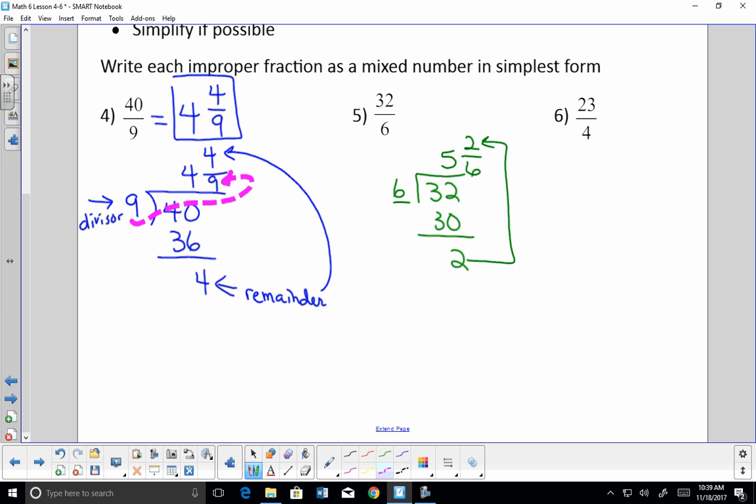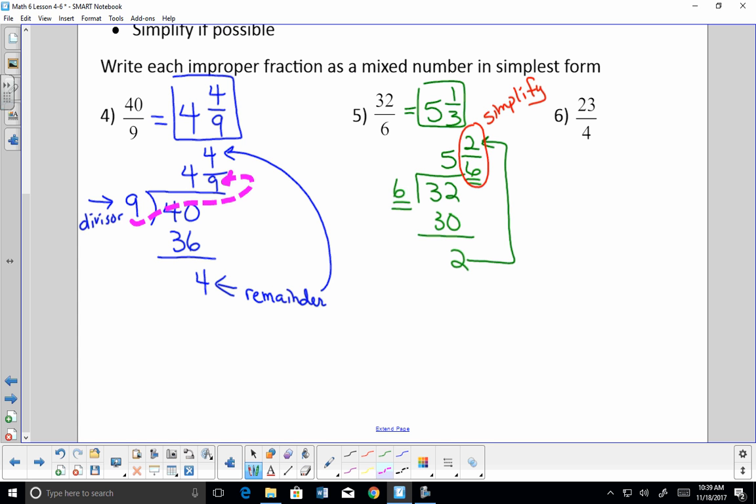But 2 sixths reduces, doesn't it? 2 sixths reduces to 1/3, so I have to reduce this to make this 5 and 1/3. I have to take this fraction right here and make sure I simplify it. Because 2 sixths is not in simplest form, which is why we simplify it before getting into this lesson.